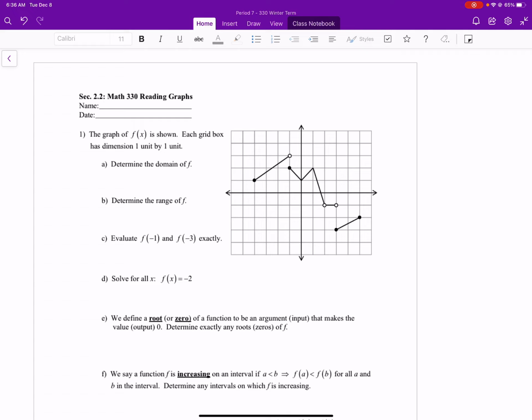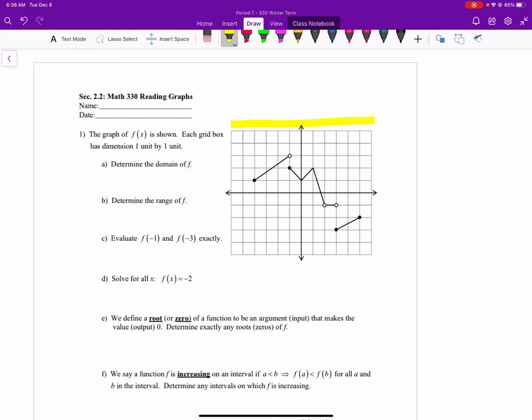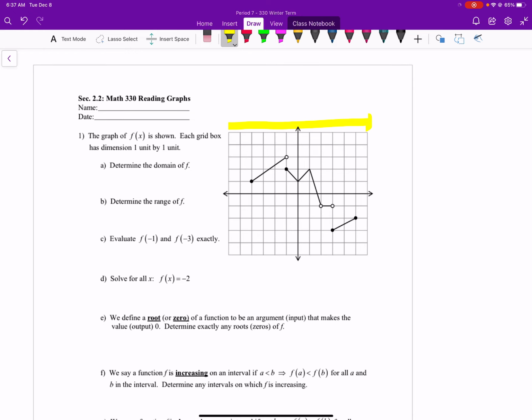When I'm asked to find the domain, as I said in class, you want to scan from the left to the right. Domain is the collection of all the possible x values that this function has. Remember, it's a function, so if you pick an x, you should see a corresponding y value. I'm scanning from the left, so I can start from here, and I can see that the graph lives from here to here.